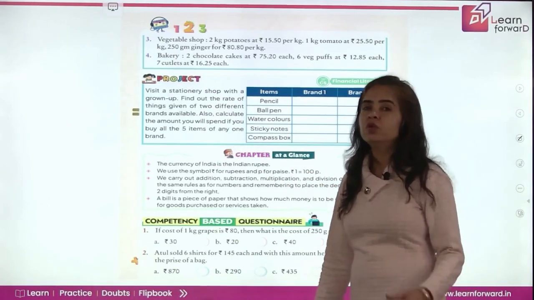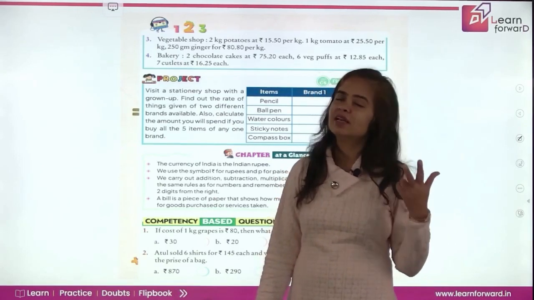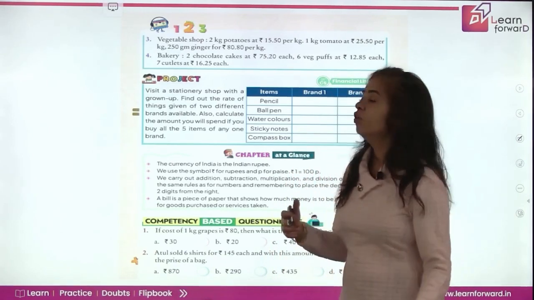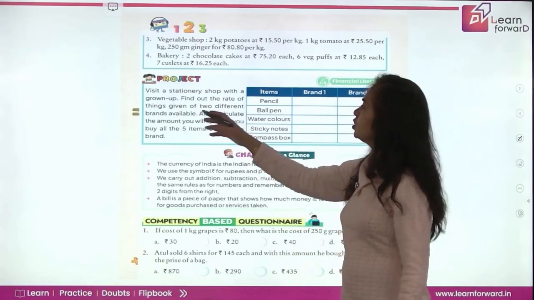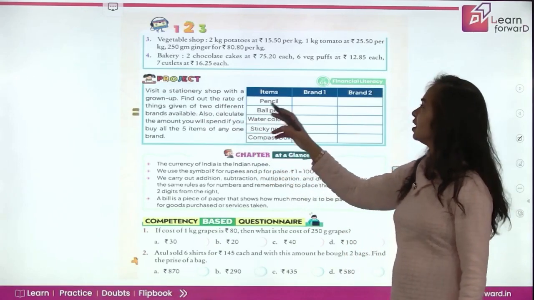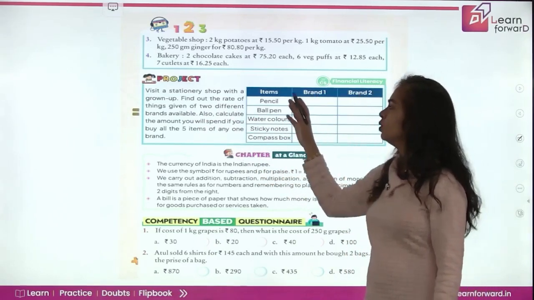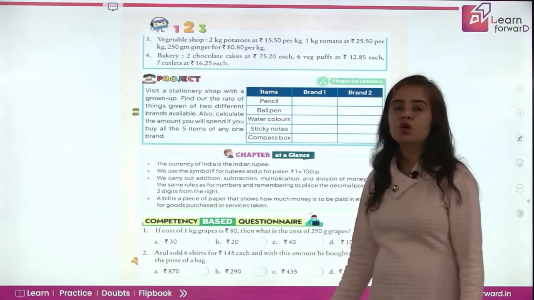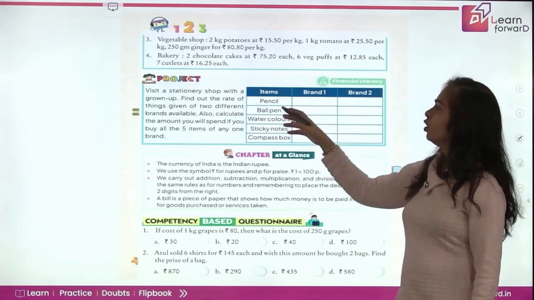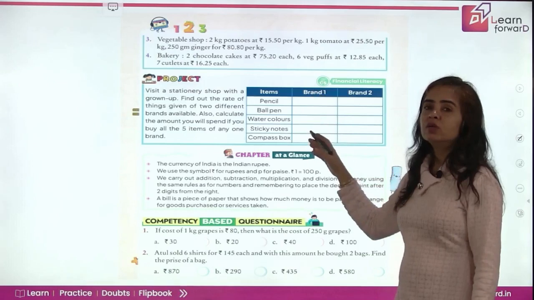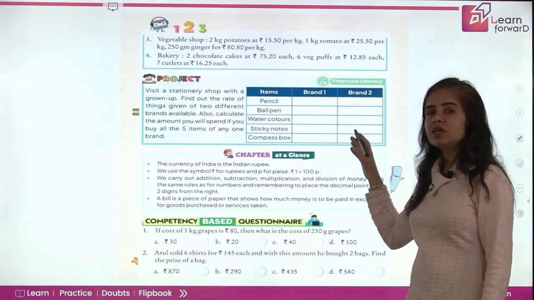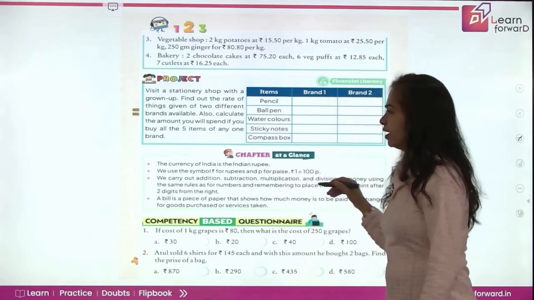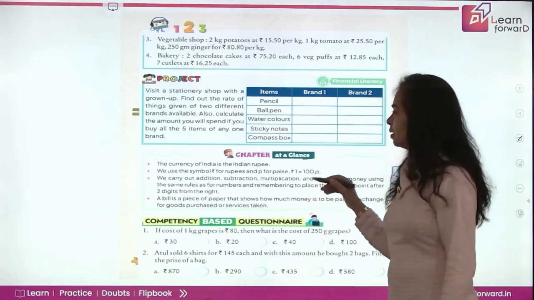You would have noticed when you go to buy a pen or a pencil or eraser, anything in the market, you have lots of brands available. So you have to check out for 2 brands here. Find out the rate of things given of 2 different brands available. So this is brand 1, this is brand 2, and you have to write. Also calculate the amount you will spend if you buy all the 5 items of any one brand. So if we talk about these of one brand, find out the total. For the second brand also, for the same things, find out the total, children. So this is for you to explore from the market when you go shopping with your parents, somebody elder.